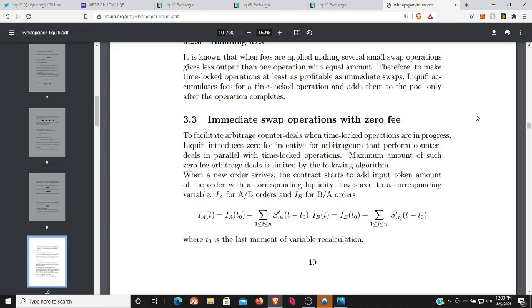To facilitate arbitrage counter deals when time-locked operations are in progress, Liquifi introduces zero-fee incentives for arbitrageurs that perform counter deals in parallel with time-locked operations. The maximum amount of such zero-fee arbitrage deals is limited by the following algorithm. When a new order arrives, the contract starts to add input token amounts of the order with a corresponding liquidity flow speed to a corresponding variable.